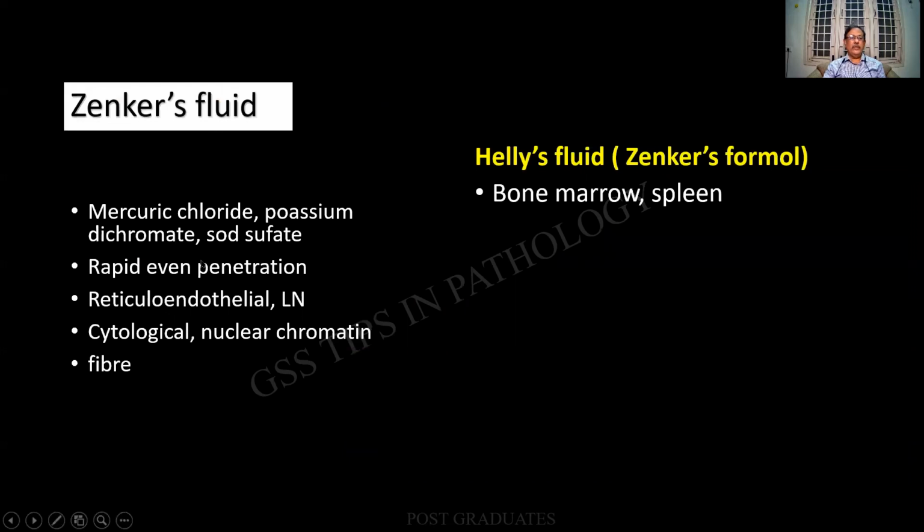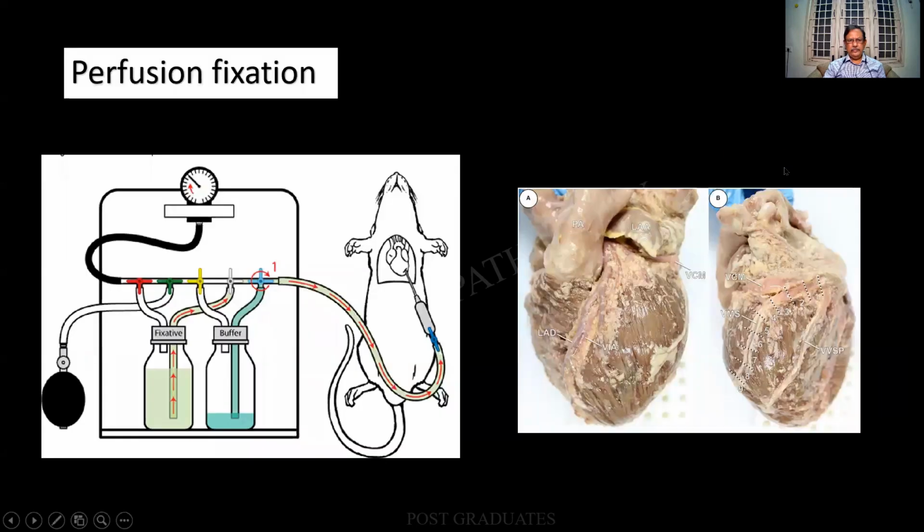Zenker's fluid, mercuric chloride over here, rapid penetration, reticuloendothelial system and the lymph node. And Helly's fluid is a modified Zenker's. This I wanted to just explain to you people. This is more relevant in connection with autopsy rather than your routine processing. In anatomy, of course, it will be important.